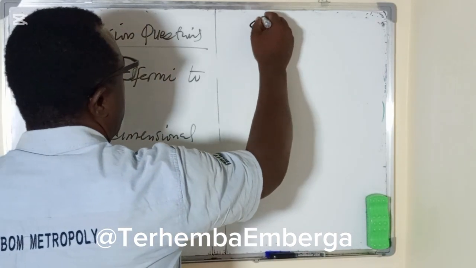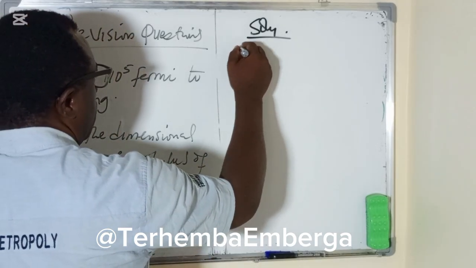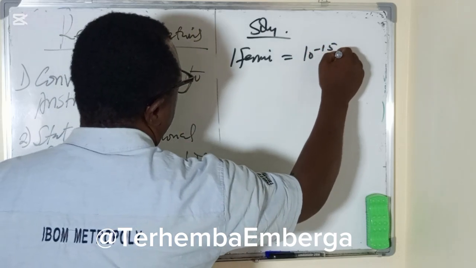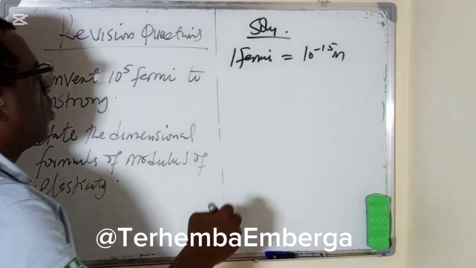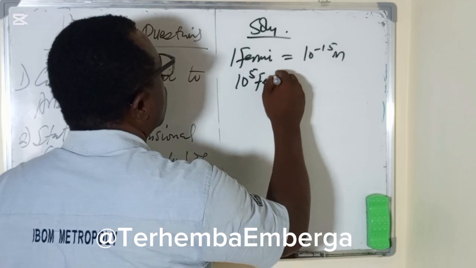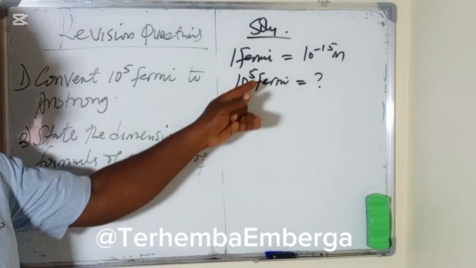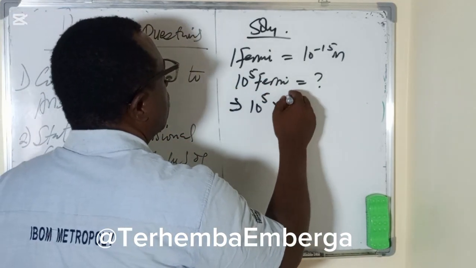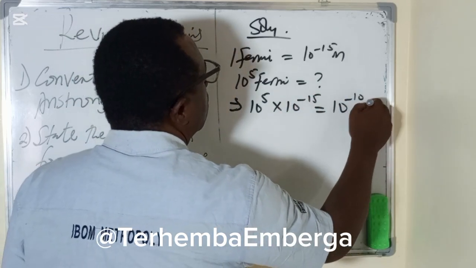So, number 1, the solution is 1 Fermi is equivalent to 10 raised to the power minus 15 meters. And we're given 10 raised to the power 5 Fermi to convert. So 10 raised to the power 5 Fermi would be equivalent to what? In this case, we simply multiply. So that becomes 10 raised to the power 5 times 10 raised to the power minus 15, which will give us 10 raised to the power minus 10 meters.